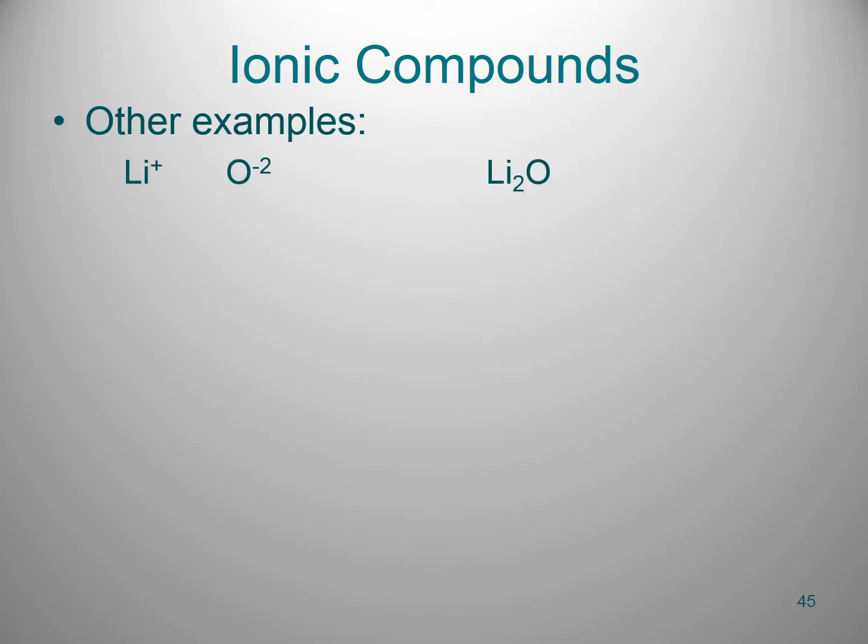So in this case, lithium and oxide, which we'll talk about the names in just a little while, lithium +1 and oxygen -2, when they come together, we're going to need 2 lithiums for every 1 oxygen, because again, the least common multiple is 2. So in order to get a +2, we're going to need 2 of those.